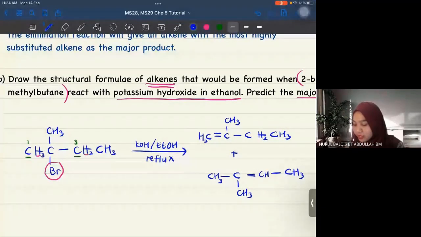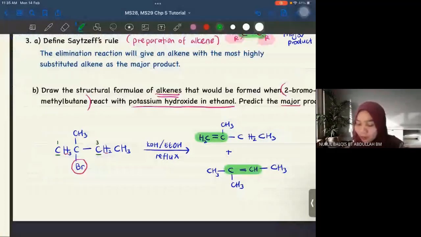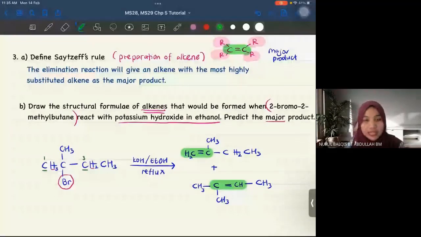Okay, so sekarang ni look at your carbon-carbon double bond, highlight them. Kita nak tengok sekarang how are we going to determine who's going to be the major and minor product. Major and minor product can be determined by applying Saytzeff's rule. Look at this carbon-carbon double bond. How many substituents surround this carbon-carbon double bond? Boleh beritahu saya, untuk yang atas, ada berapa banyak alkyl group attached to it?